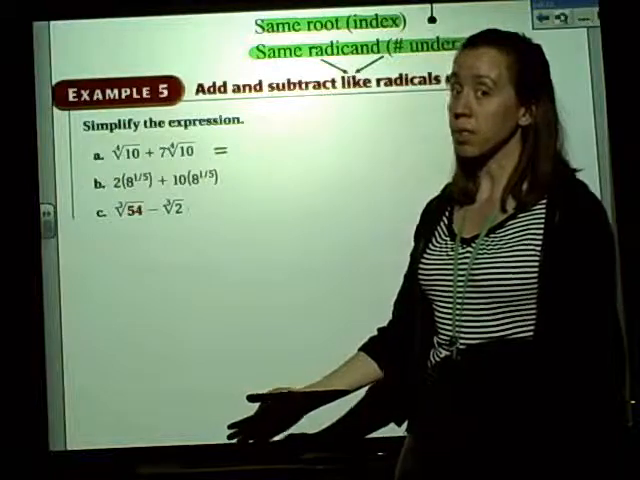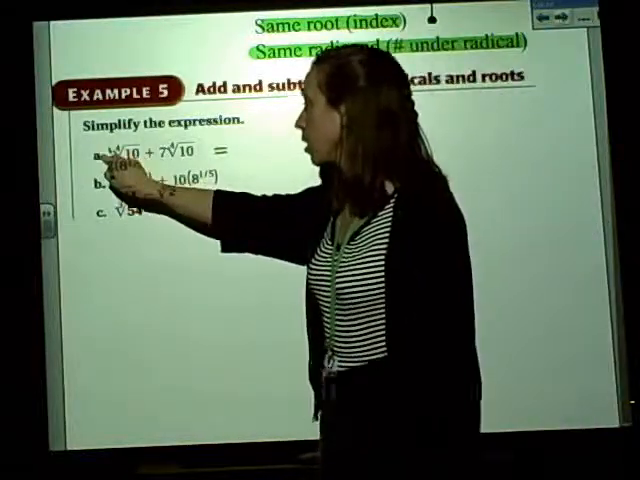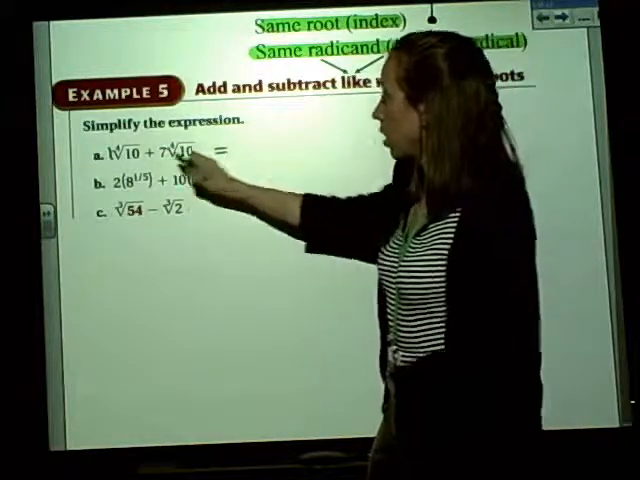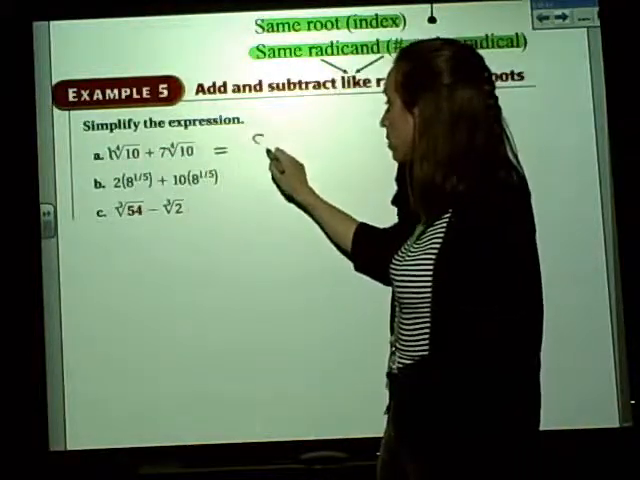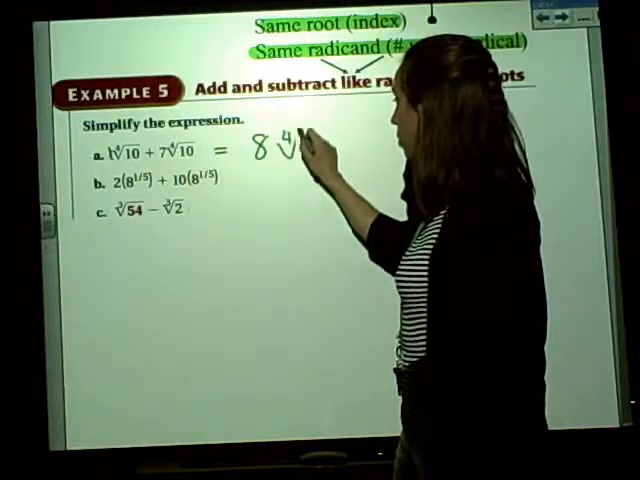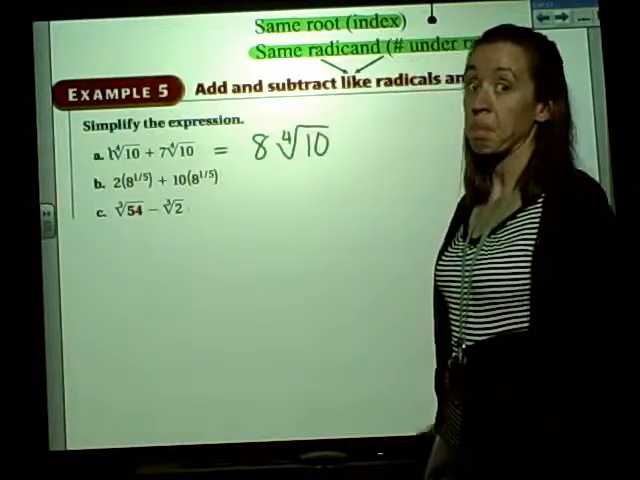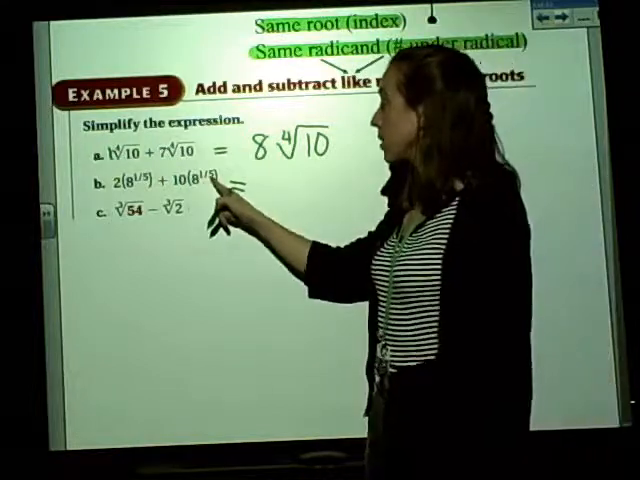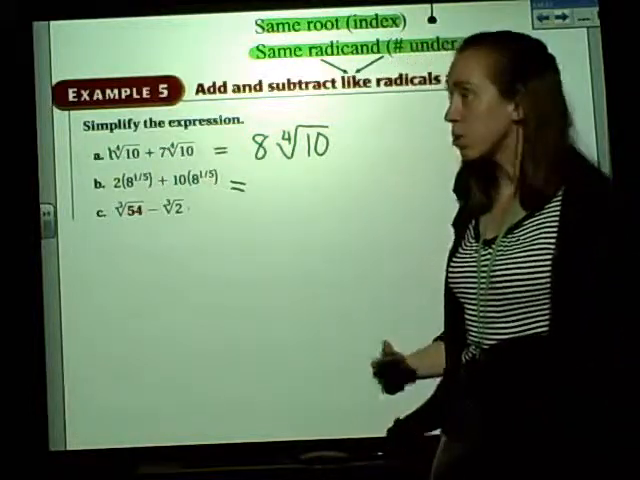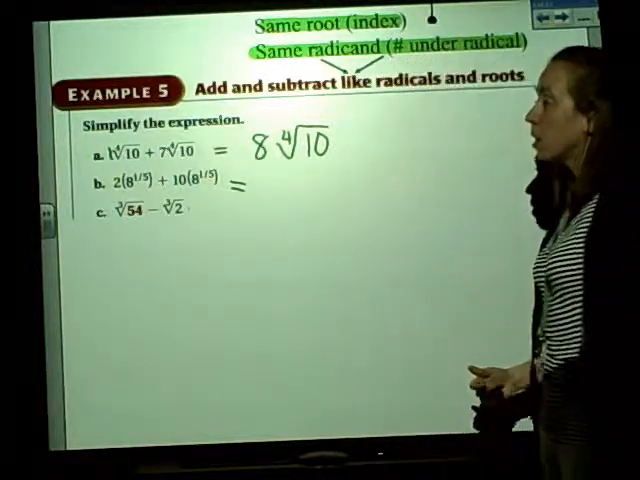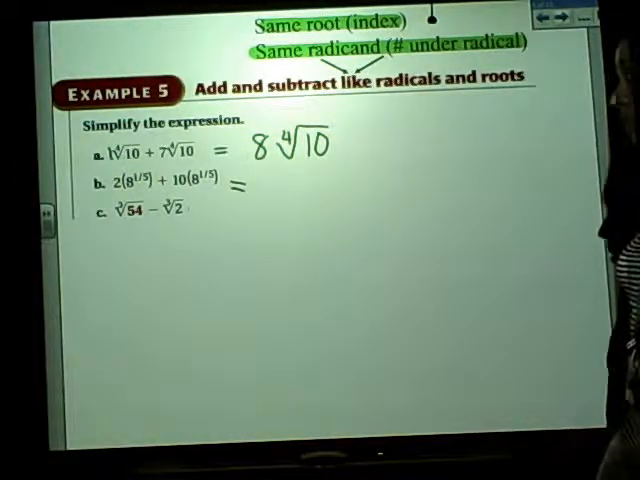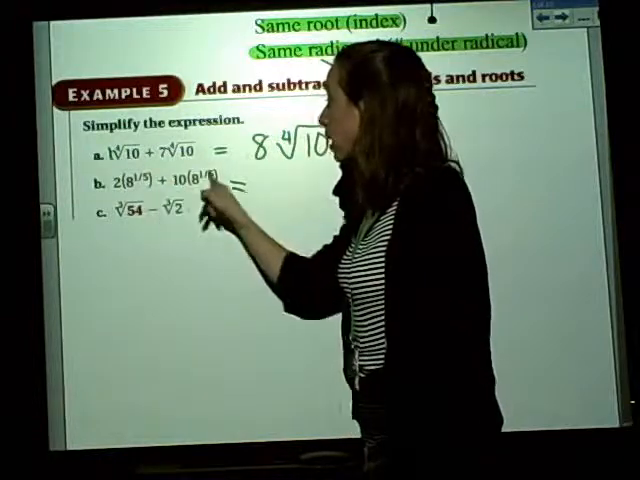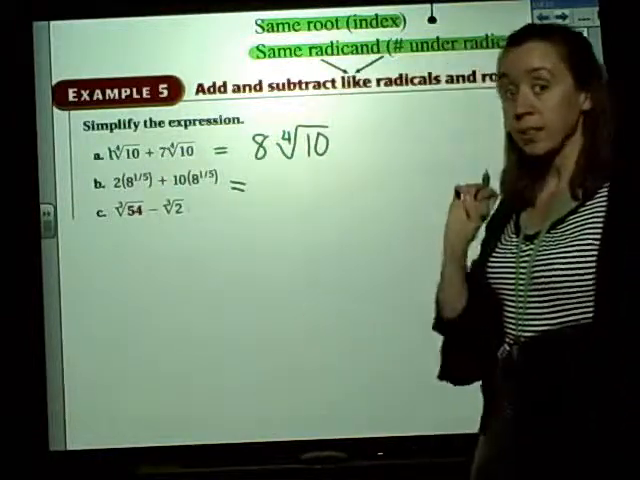So we're going to treat it just like a variable. We have 1 fourth root of 10 plus 7 fourth root of 10. 1 plus 7 gives me 8. Fourth root of 10. That's it. It's the same deal with raising it to the 1/5 power. Remember, that's just like saying the fifth root of 8. Okay? So they have the same base, same exponent, so I'm just going to leave it like that.